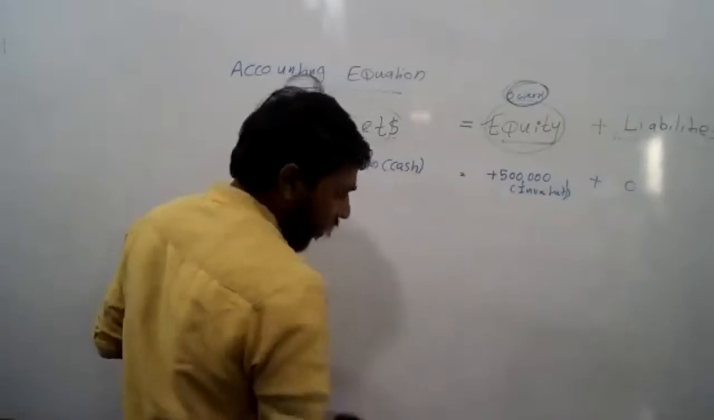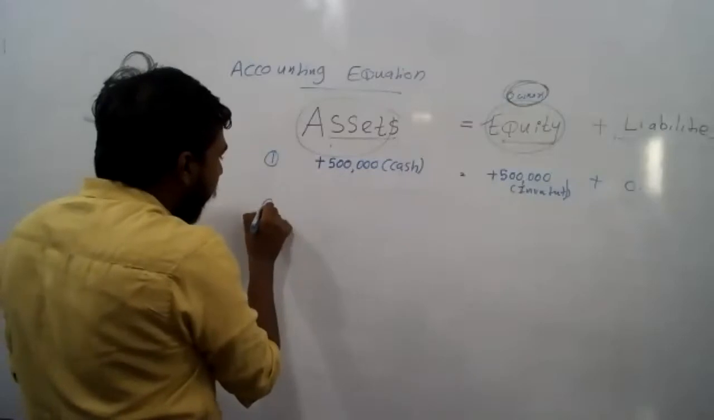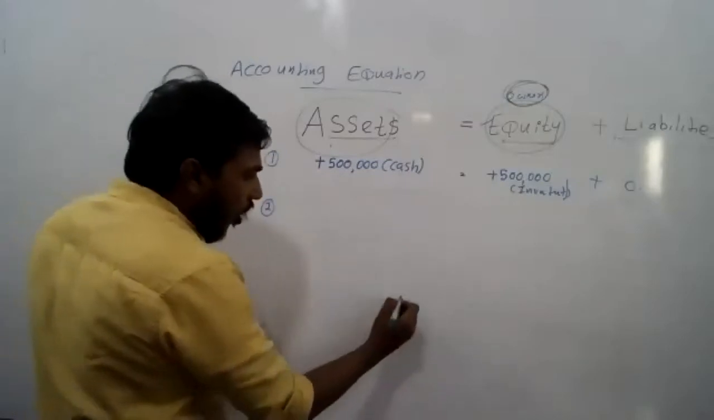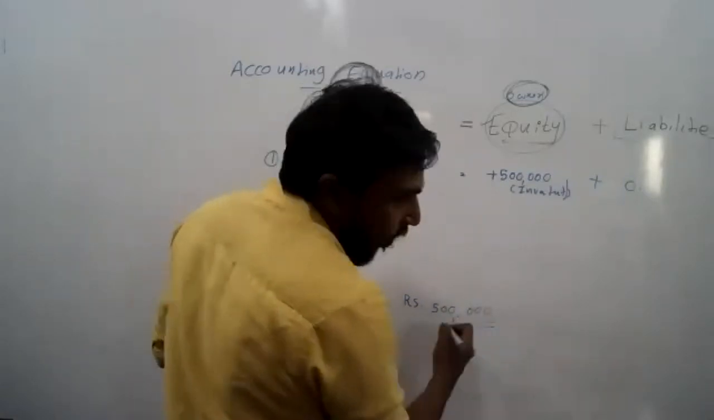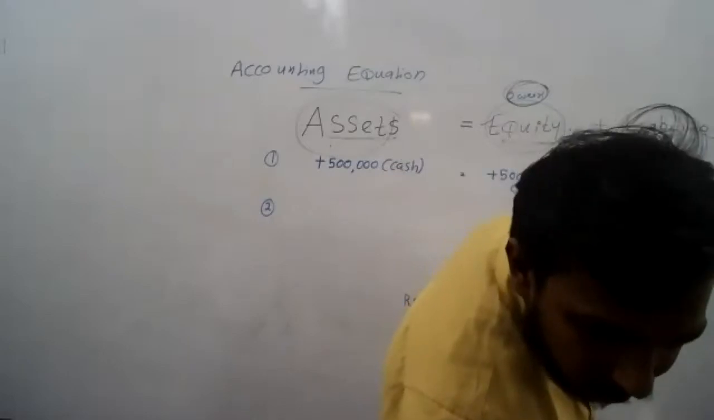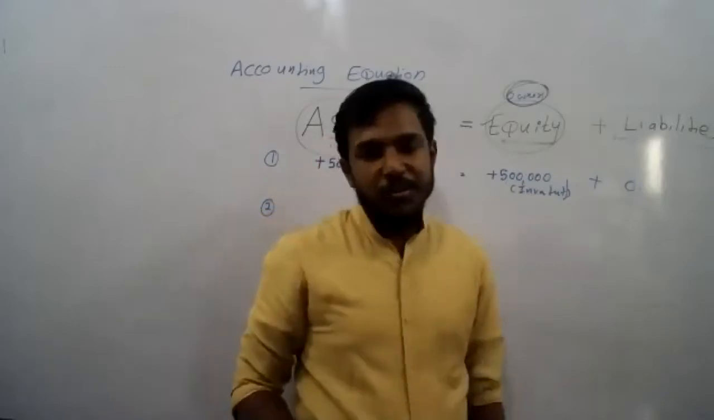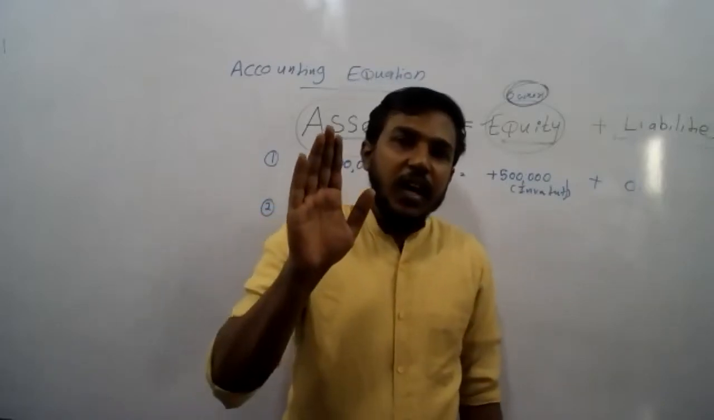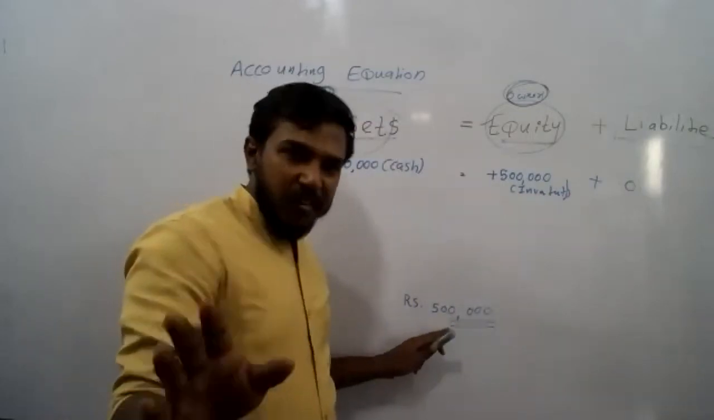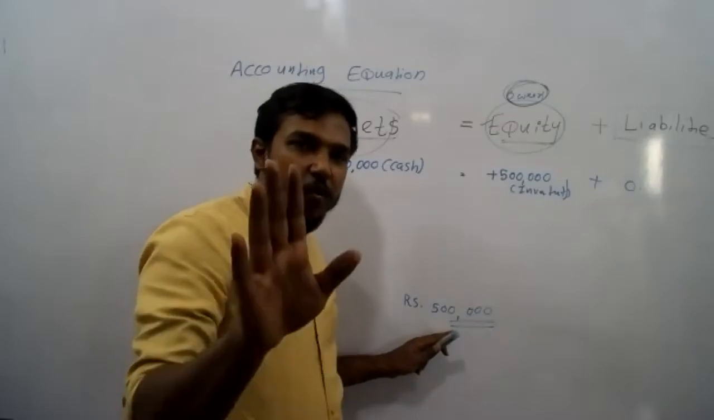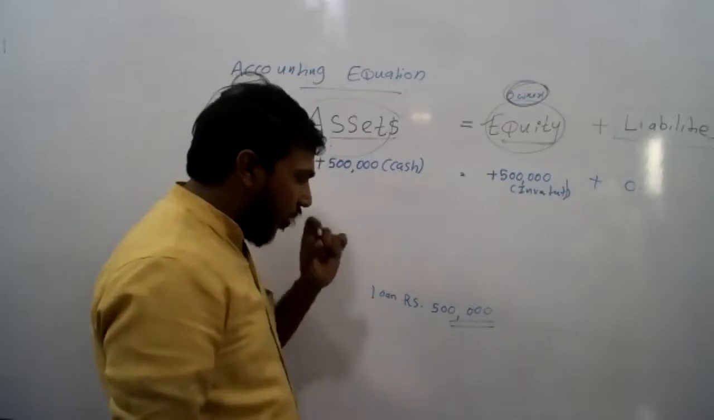Then the next one, this is owner's investment. We'll say you have obtained a loan of rupees 500,000. You have obtained a loan of rupees 500,000. Right? So if you have obtained a loan of rupees 500,000, what's the heuristic that I have given for you?